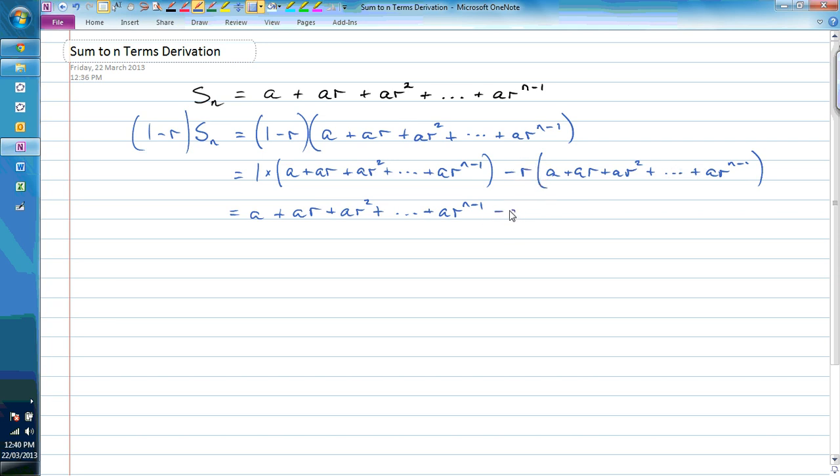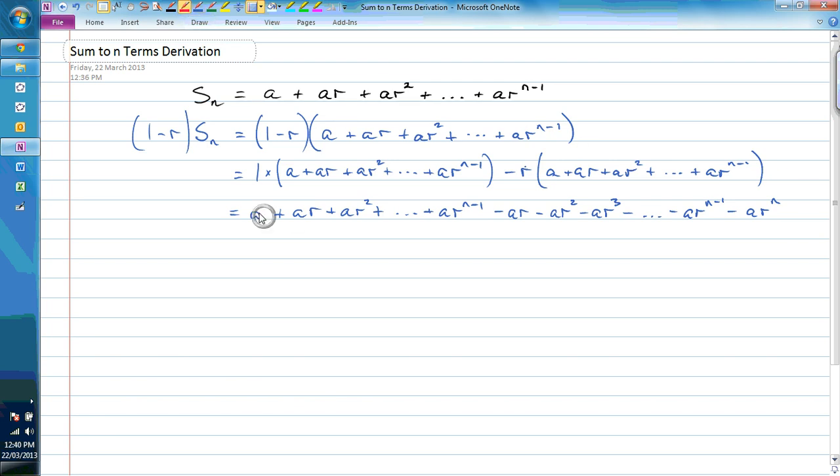R times a is ar, minus r times ar is ar squared, minus ar cubed, and so on. And the last term in this case, actually I'll do the second last term. The second last term, so before this, would be ar to the n minus 2. Multiplying by r, I'm going to get ar to the n minus 1. The final term is r times ar to the n minus 1. It's going to be ar to the n. Okay?